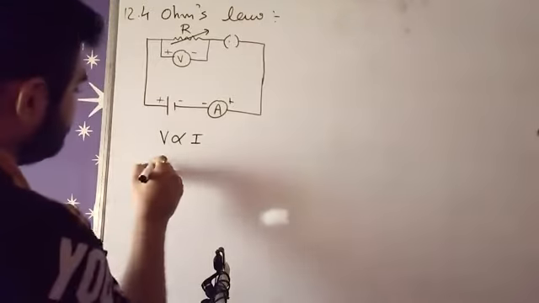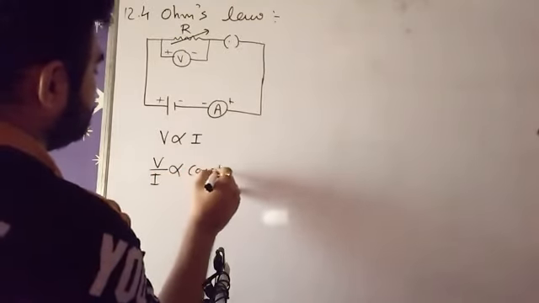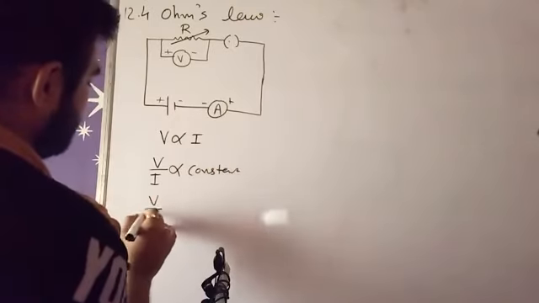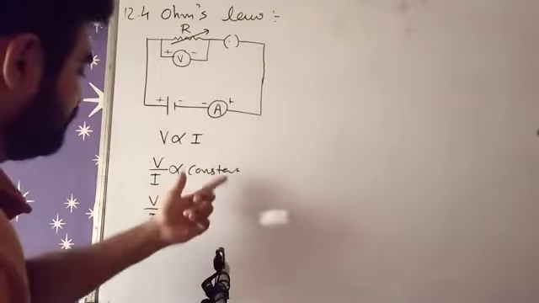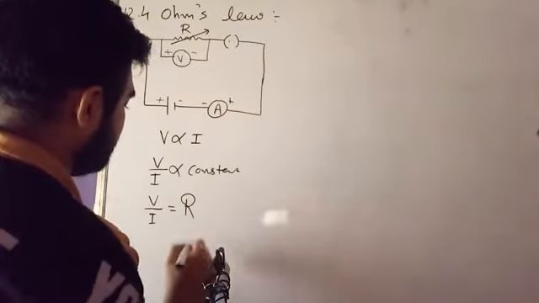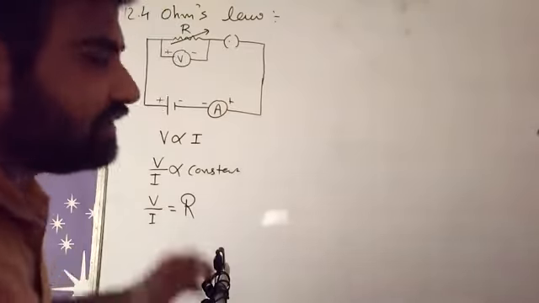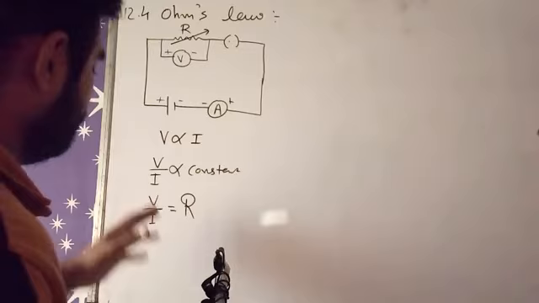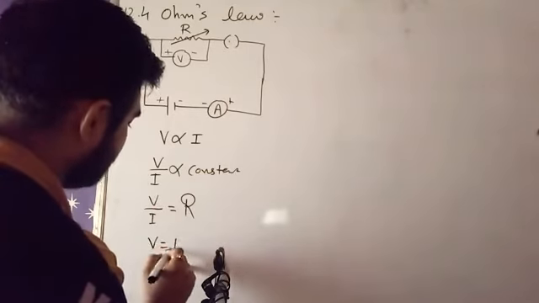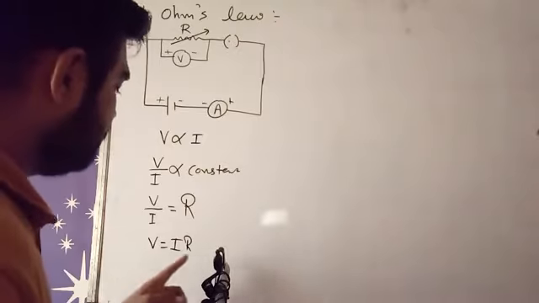We can also write V upon I is proportional to a constant, right? So V upon I, if I remove the proportionality, there will be an equals sign and some constant, that is called capital R. Capital R is called the resistance of the circuit. So here this is our resistance. So if I subject, V is equal to I into R. So V is equal to IR.